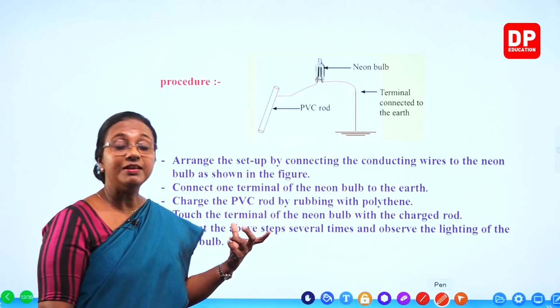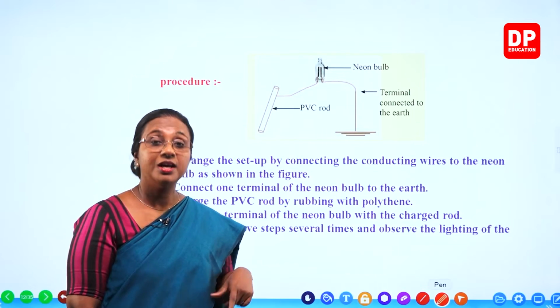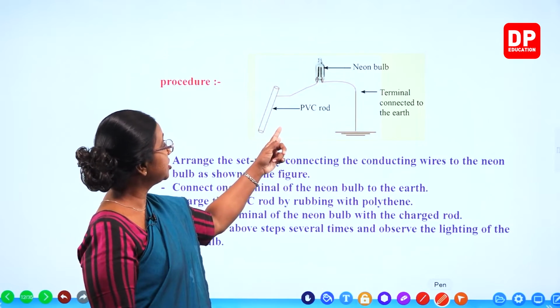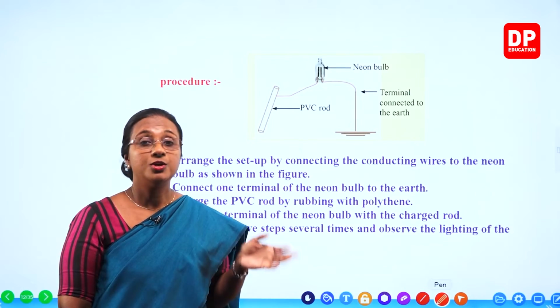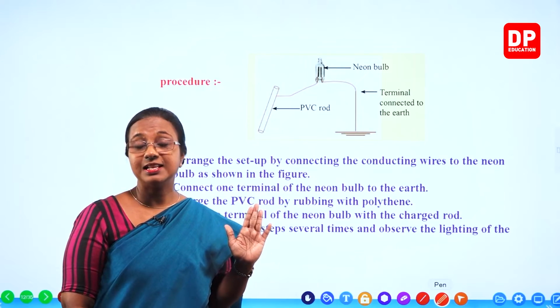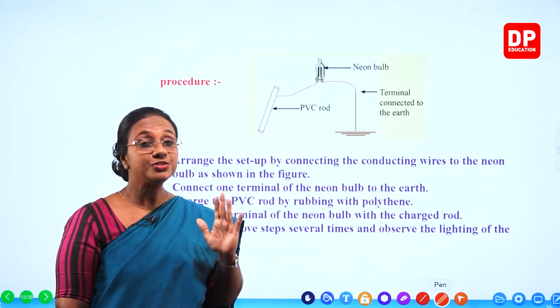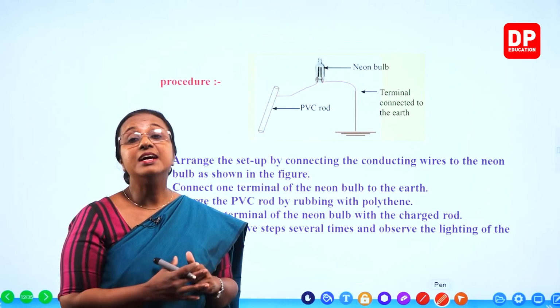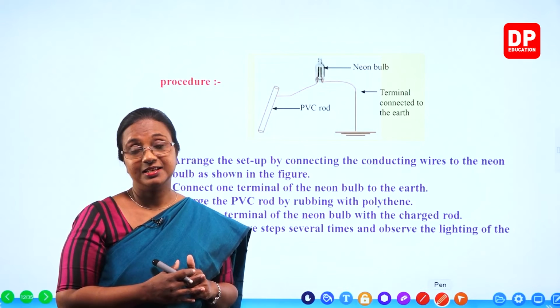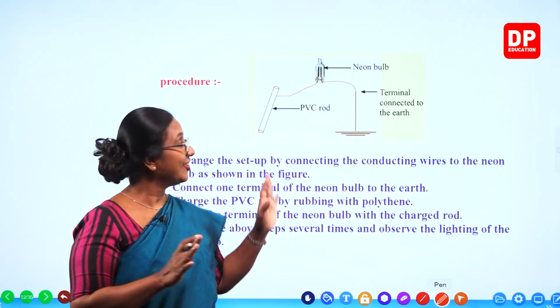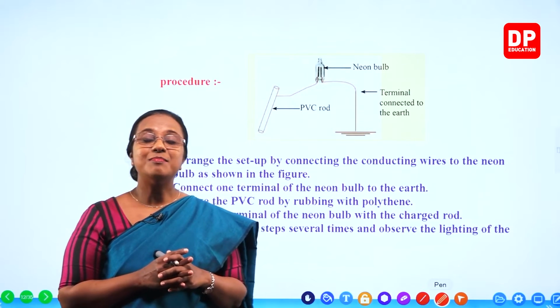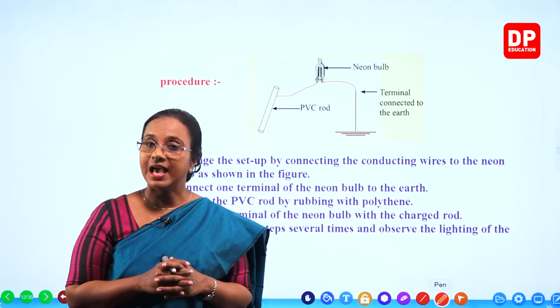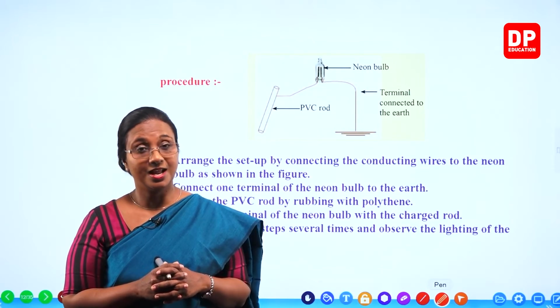So the lighting will happen and it will go off. It will come on as it is touched, then it will go off. From that, you can understand the relationship between electrostatic charges and current electricity. So I'm sure you all can understand this simple activity. So let's go to the lab and do the activity now.